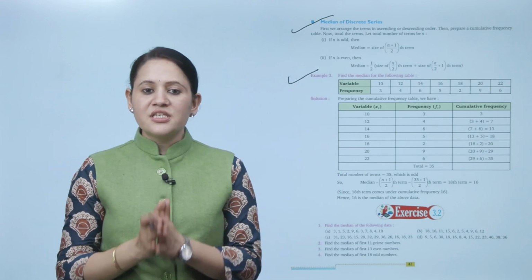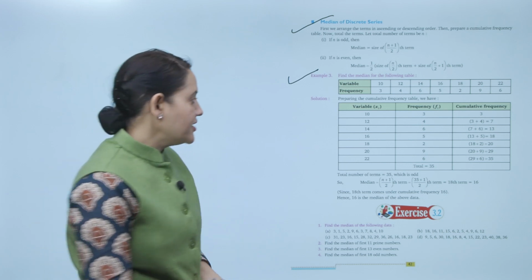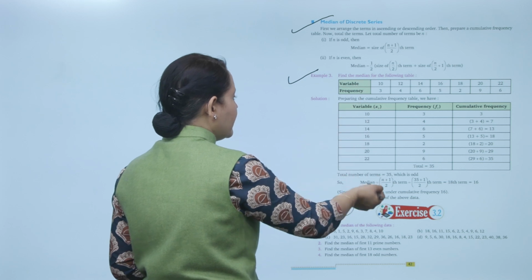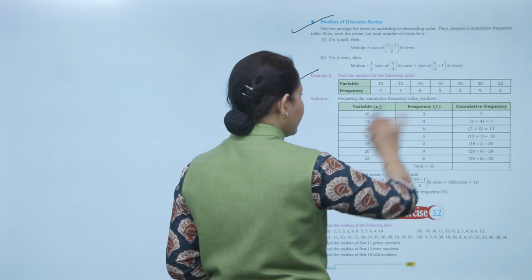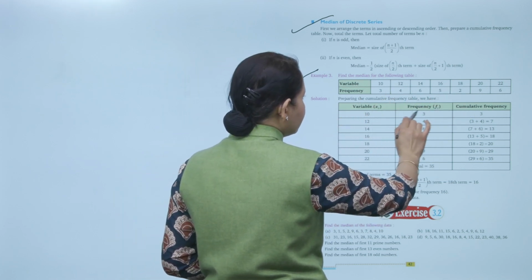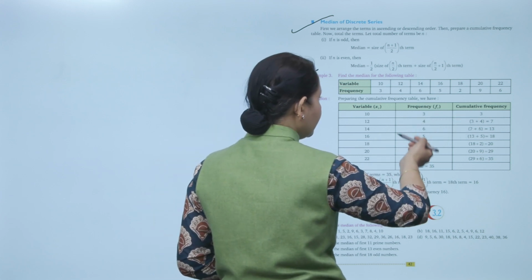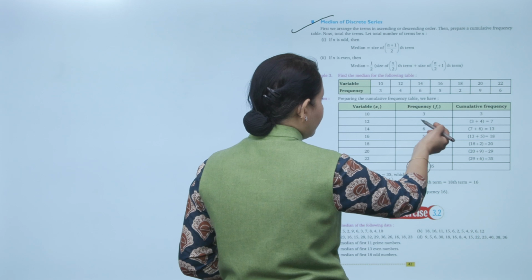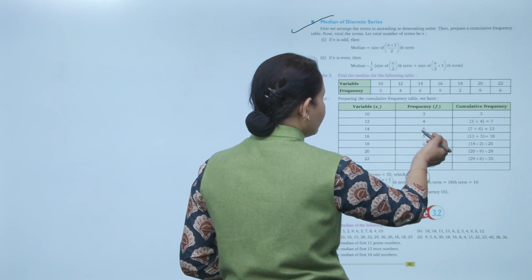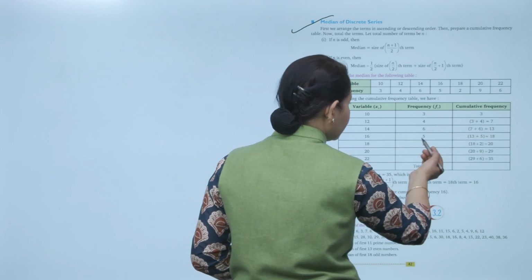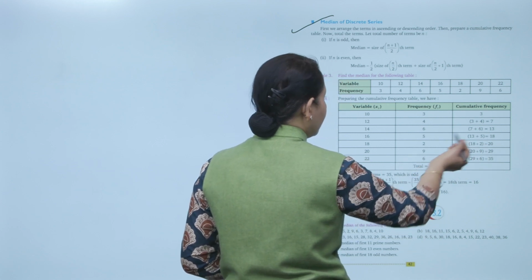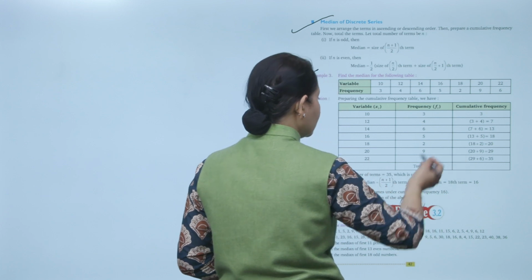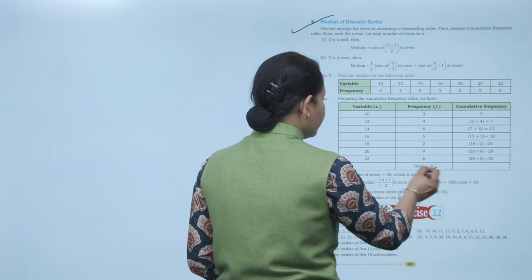Find the median of the following table. Here the variable and frequency are given. So first we'll prepare the cumulative frequency table. Variable, frequency, and the cumulative frequency will be: here 3, then 4 plus 3 is 7. Now we'll do 7 plus 6, that is 13, 13 plus 5 is 18, 18 plus 2 is 20, 20 plus 9 is 29, 29 plus 6 is 35, which is odd.